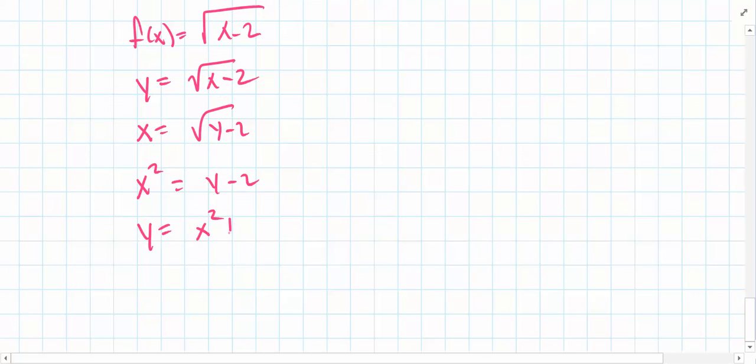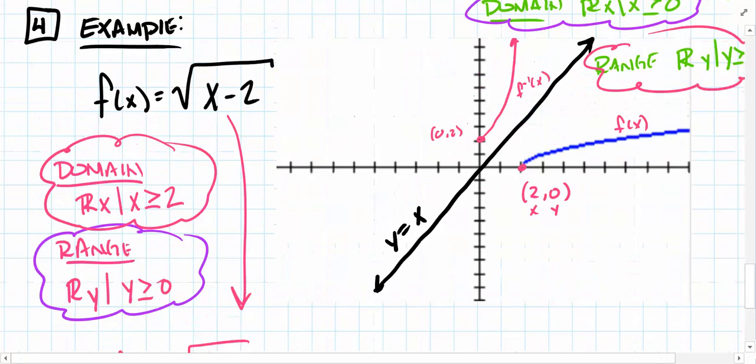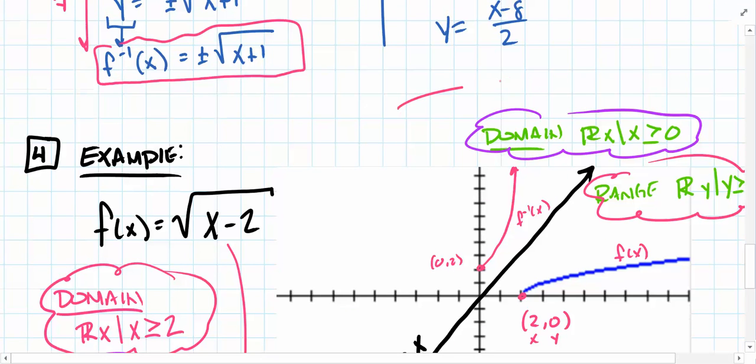But when many of you graphed that, you saw a full parabola, right? But you just told me that the domain is only for what? For x values that are only greater than 0. So x is only greater than or equal to 0 for this one.